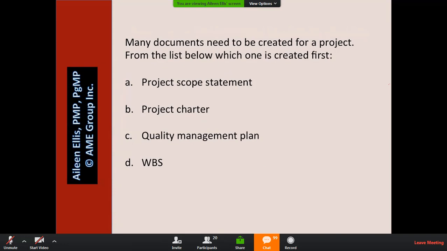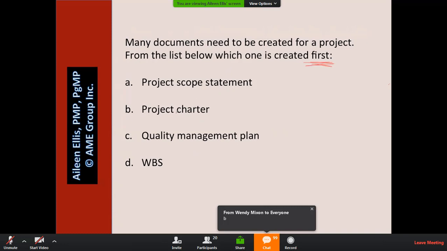I'm switching gears with a few questions. Many documents need to be created for a project. From the list below, which one is created first? When I get a question that asks first and it doesn't tell me really anything else, I know I need to contrast the answers to each other.